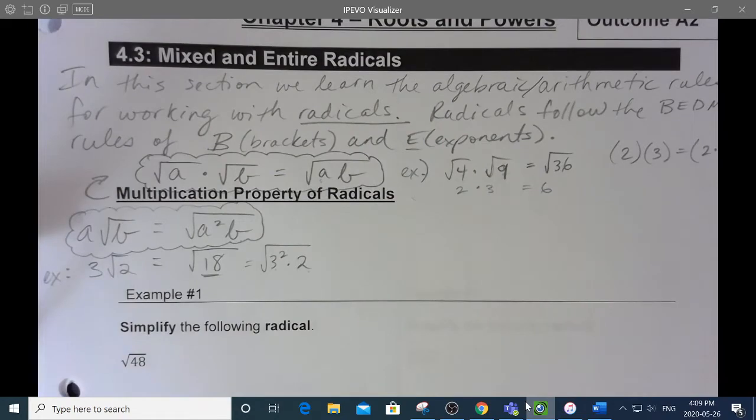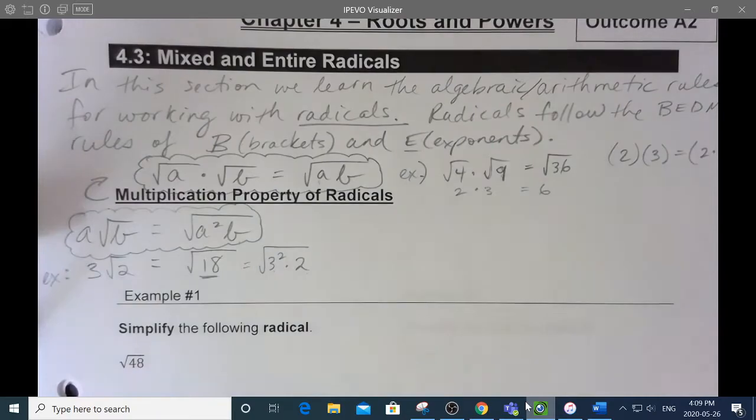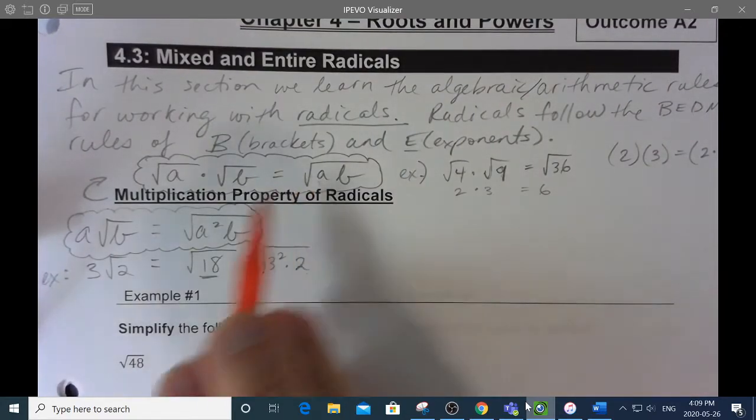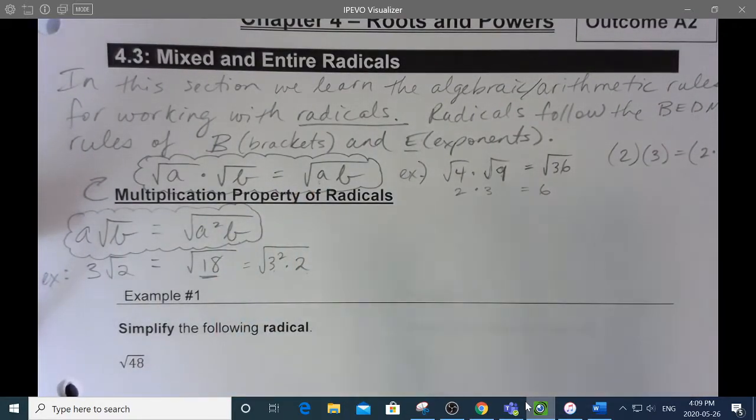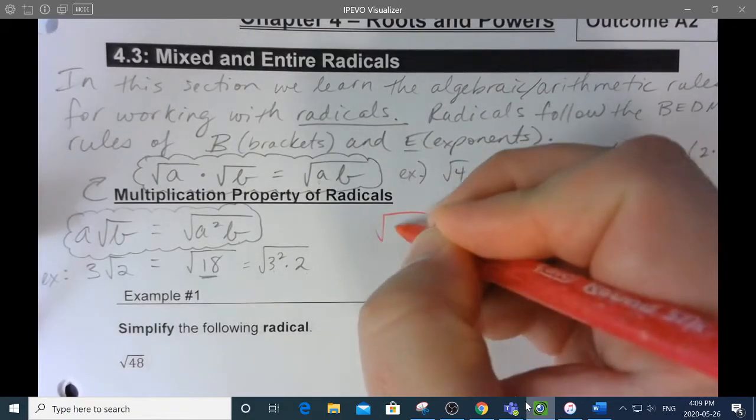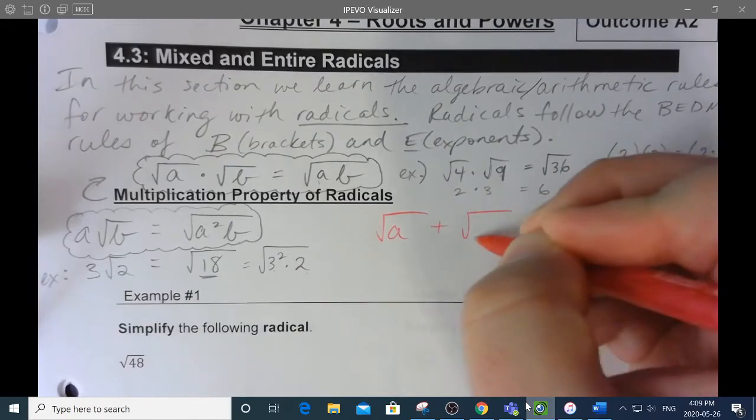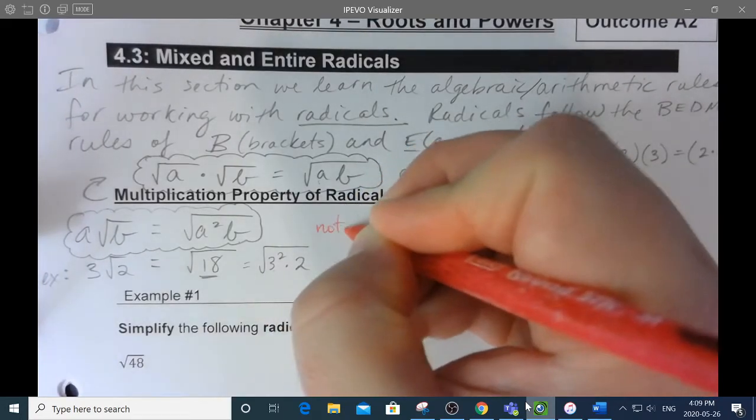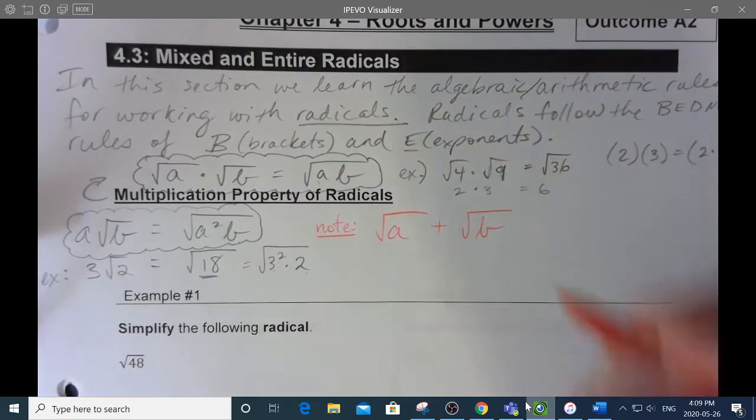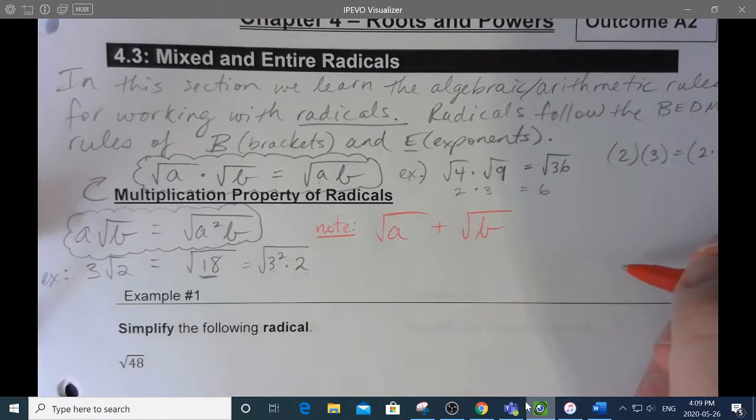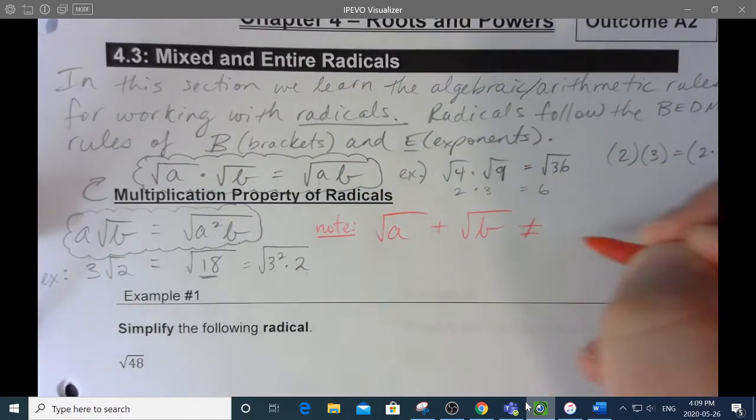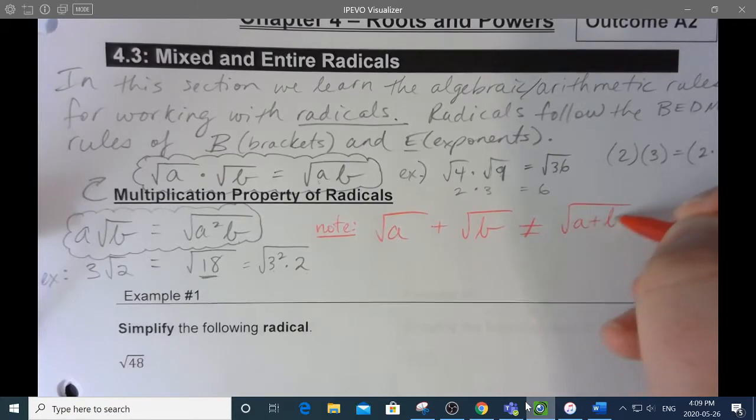For how radicals work. Now I'm going to write down something that isn't a rule. If you understand these two multiplication properties, make sure you don't mix them up with this. So I'm going to put a note. Note: the square root of A plus the square root of B does not equal the square root of A plus B.